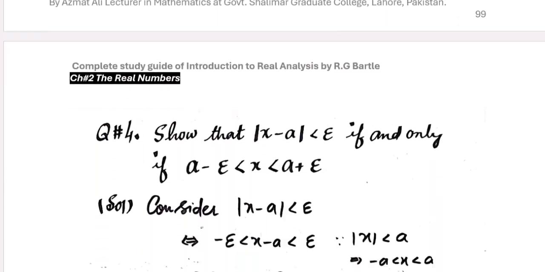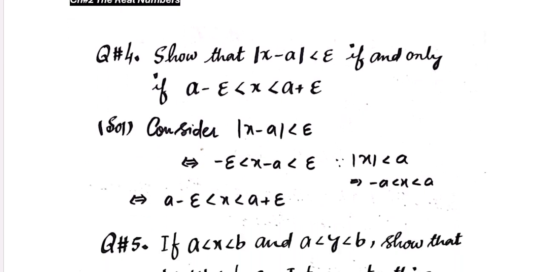Next we move to question number 4. This is a very easy question. Show that the absolute value of x minus a is less than epsilon if and only if x lies between these two numbers, a minus epsilon and a plus epsilon. We consider the absolute value of x minus a less than epsilon. I will use just this definition.